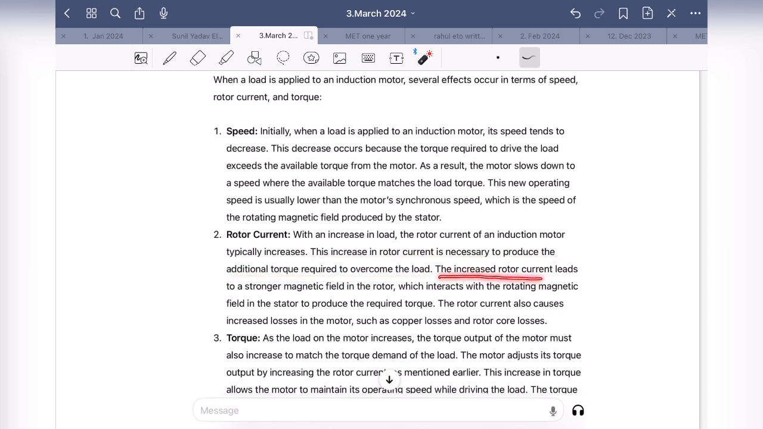The increased rotor current leads to a stronger magnetic field in the rotor, which interacts with the rotating magnetic field in the stator to produce the required torque. The rotor current also causes increased losses in the motor, such as copper loss and rotor copper losses.